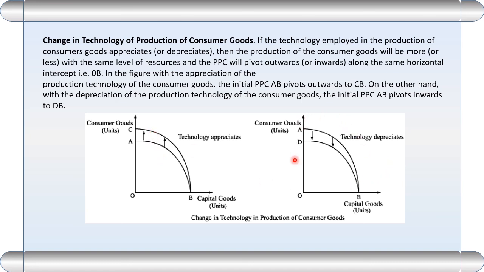And if there is a depreciation of the technologies used in the consumer goods, then there will be a decrease in the consumer goods only. The production of the capital goods might be the same. So we can see that the shape will be like this one, downward sloping a little bit.